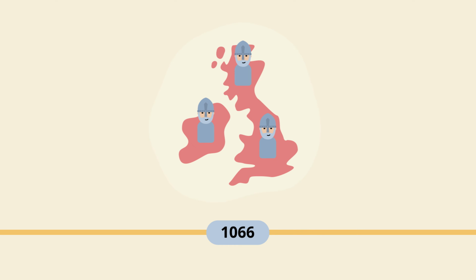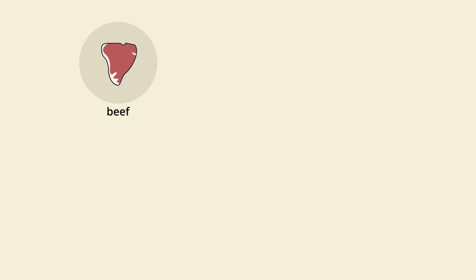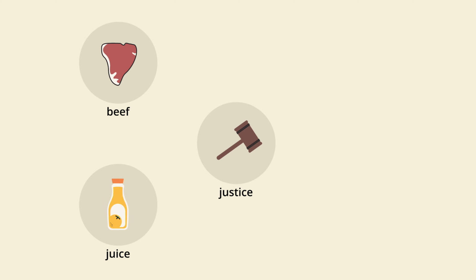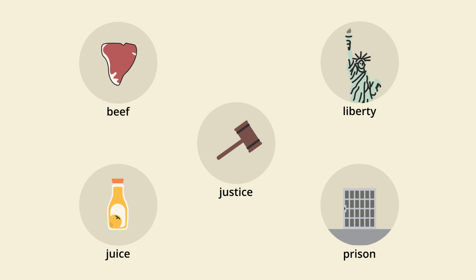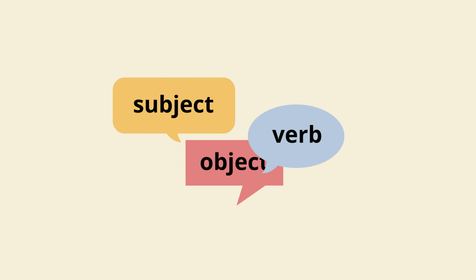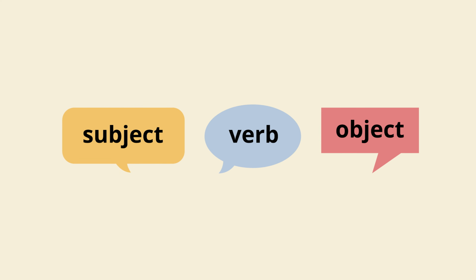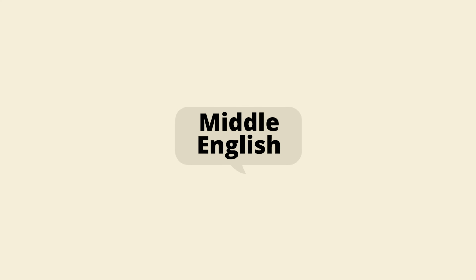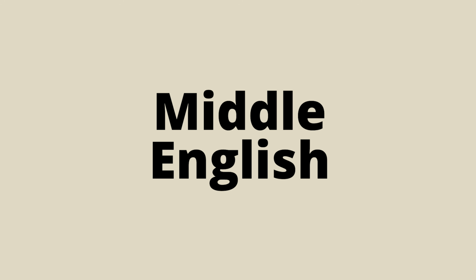In 1066, the French-speaking Normans conquered England and introduced more than 10,000 words, such as beef, juice, justice, liberty, and prison. In addition, the Normans incorporated the subject-verb-object sentence order into the language, and it soon developed into Middle English. English speakers today wouldn't understand much of spoken Old English and Middle English.